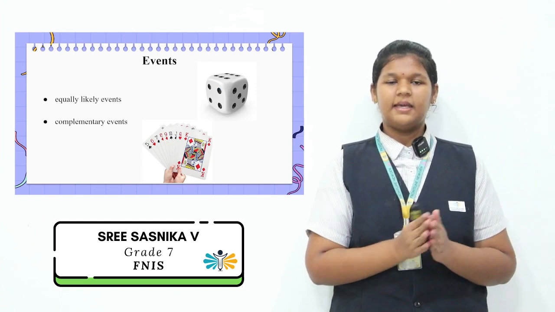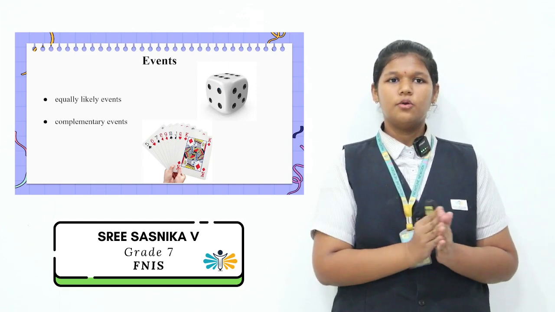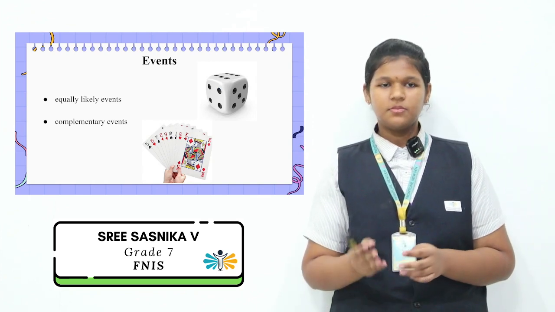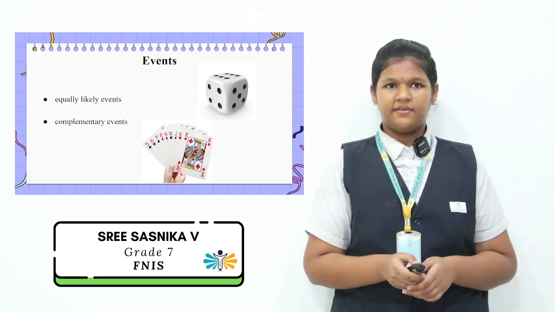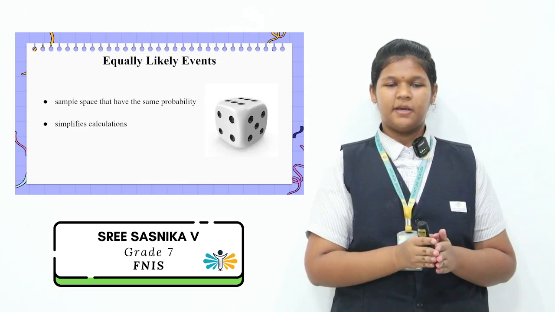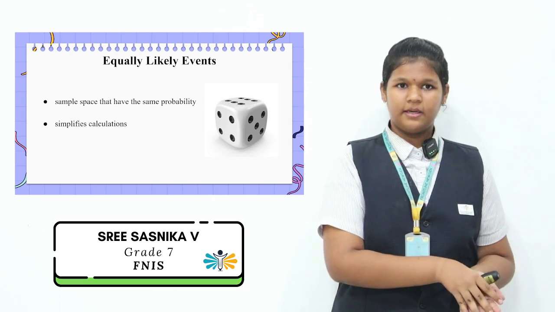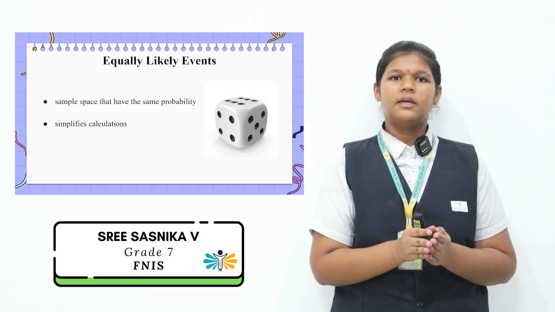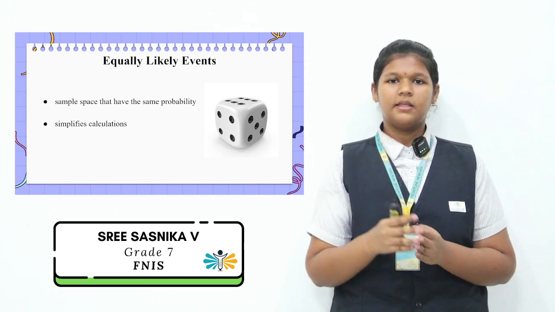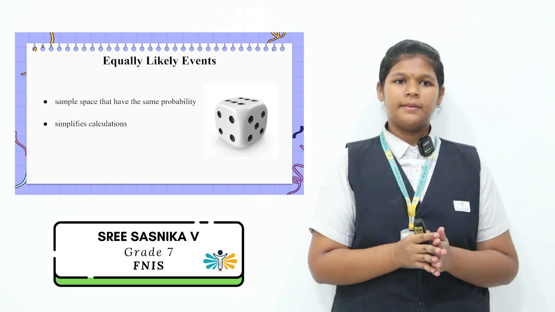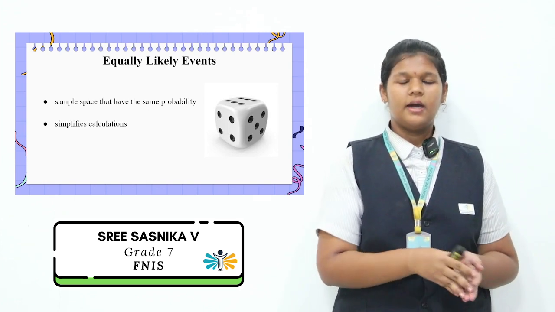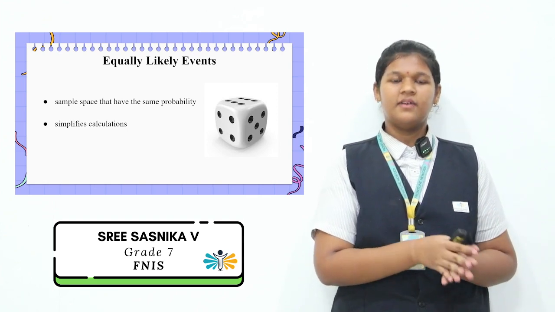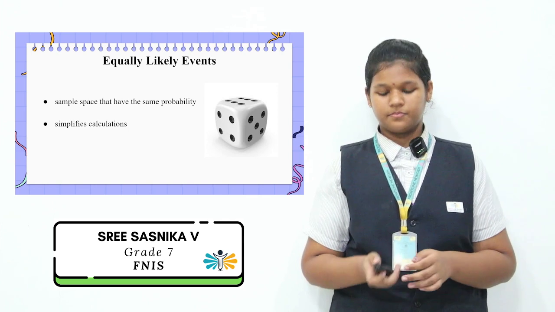Now let's see the events. It has two kinds of events: equally likely events and complementary events. Now let's see about equally likely events. It has a sample space where outcomes have the same probability, and it simplifies calculations and is easy to understand compared to the complex ones. For example, we get a 2 or a 5 on a die, and we get an even number or an odd number on a die.